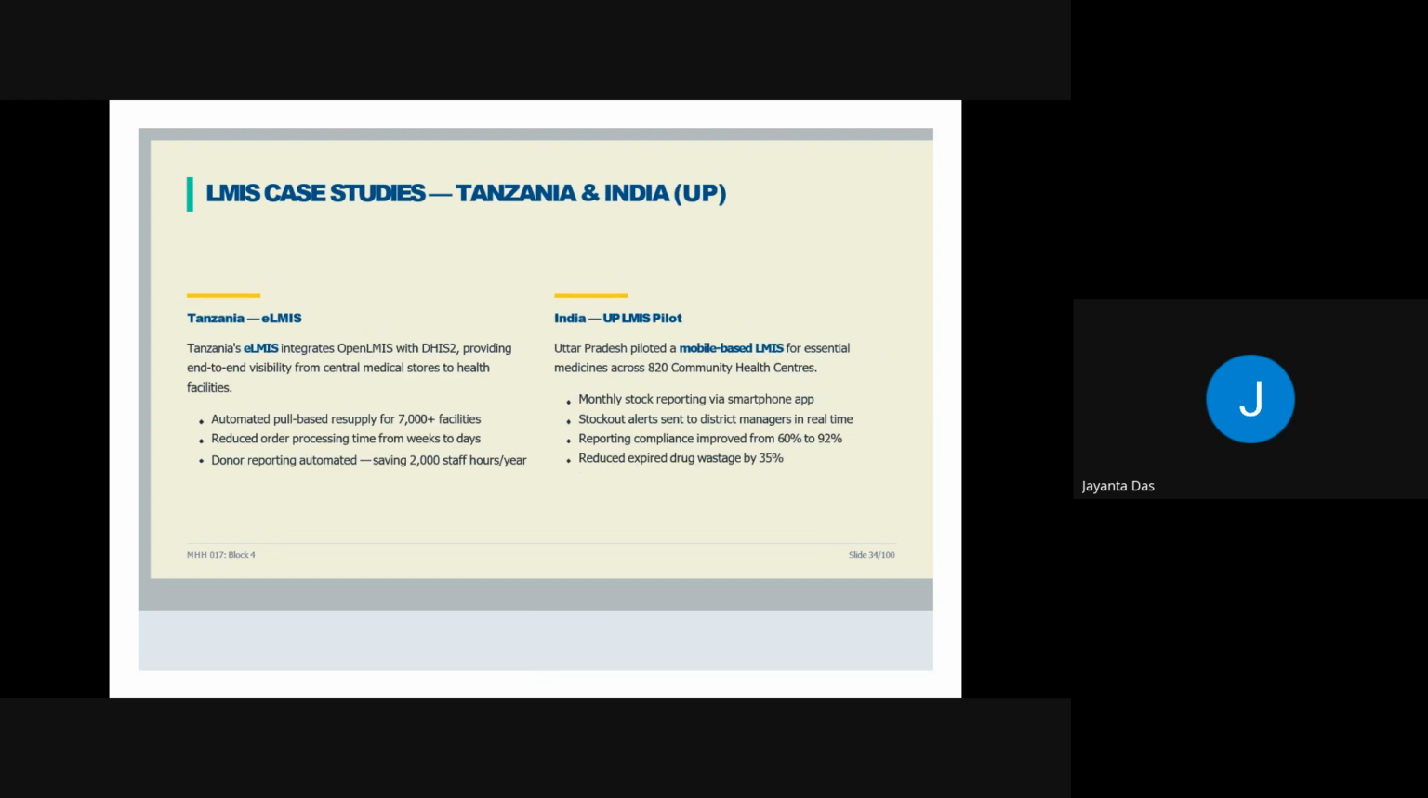The other one is for Tanzania and for India, where the pilot study was done in UP. Uttar Pradesh piloted a mobile-based LMIS for essential medicines across 820 community health centers. They were giving monthly stock reporting via a smartphone app, and stock-out alerts sent to district managers in real time, with reporting compliance improving from 60 to 92%. That much improvement they could achieve, and reduced expiry drug wastage by 35%.